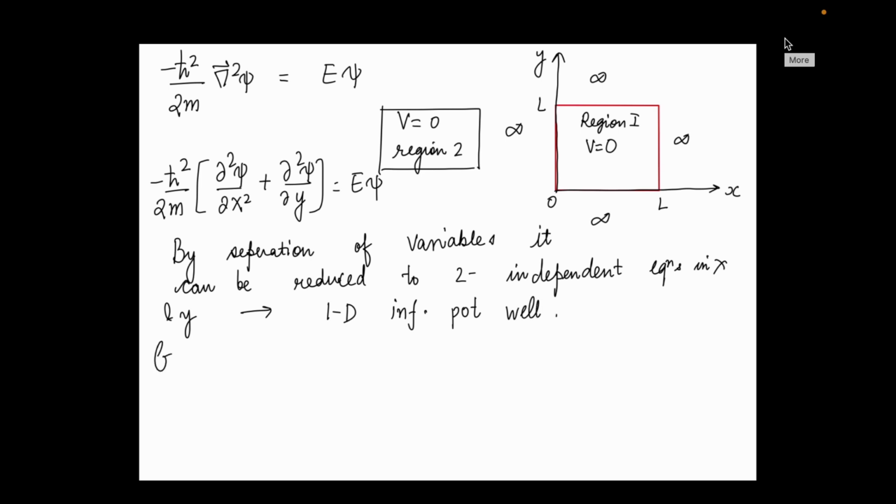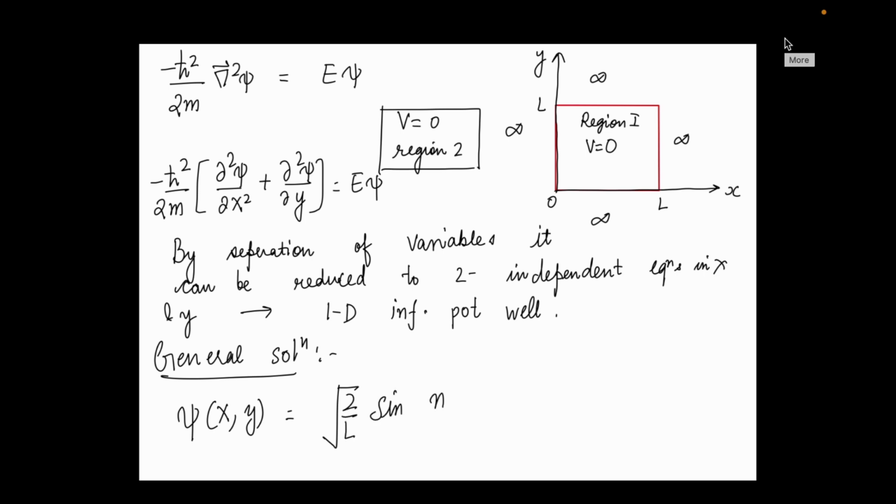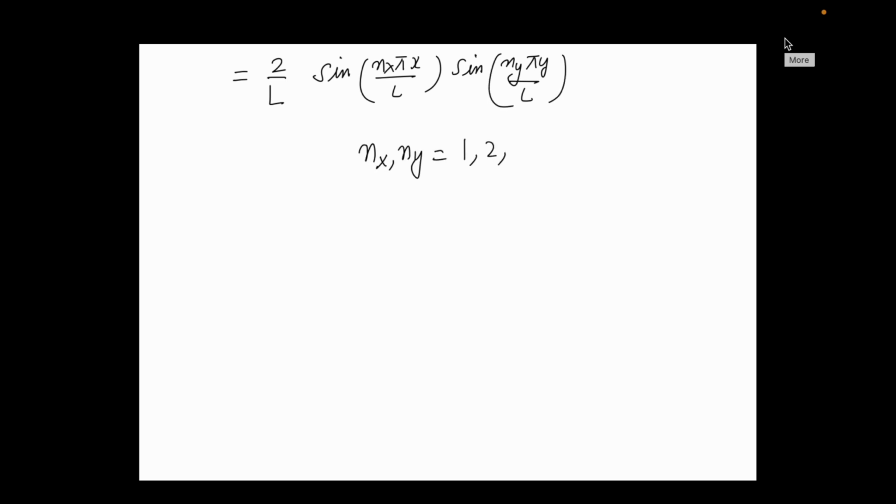So your general solution would be psi of x, y equals 2 by L sine of nx pi x by L times sine of ny pi y by L. Now your nx and ny go from 1, 2, 3, and so on.